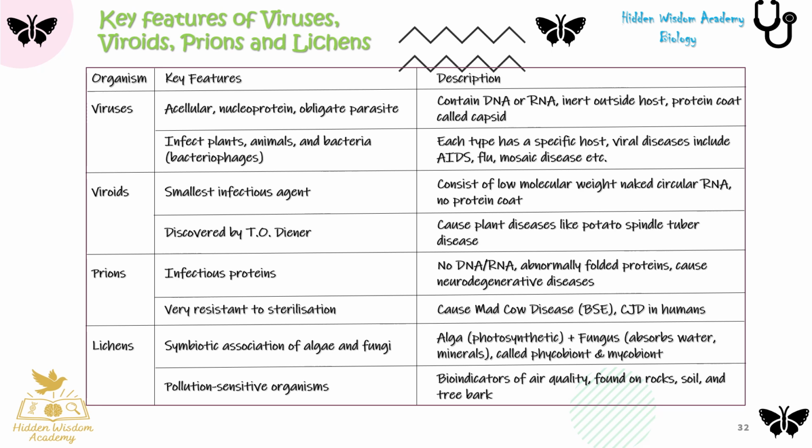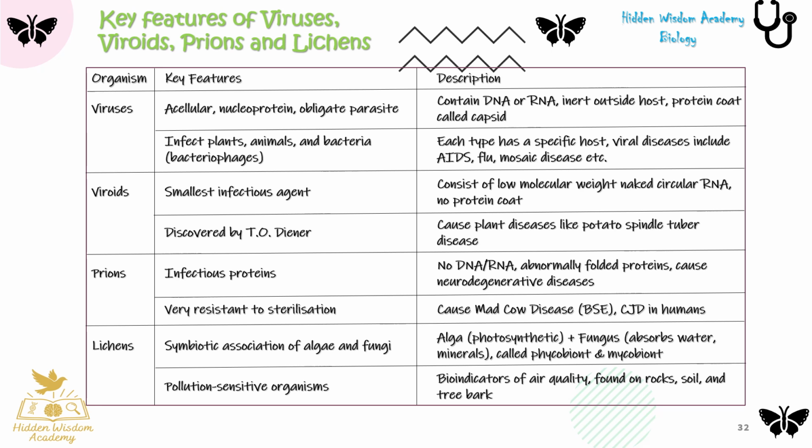Prion. Prions are infectious proteins. They neither have DNA nor RNA, they are abnormally folded proteins. They cause neurodegenerative diseases. They are very resistant to sterilization. They cause mad cow disease, BSE, CJD in humans.